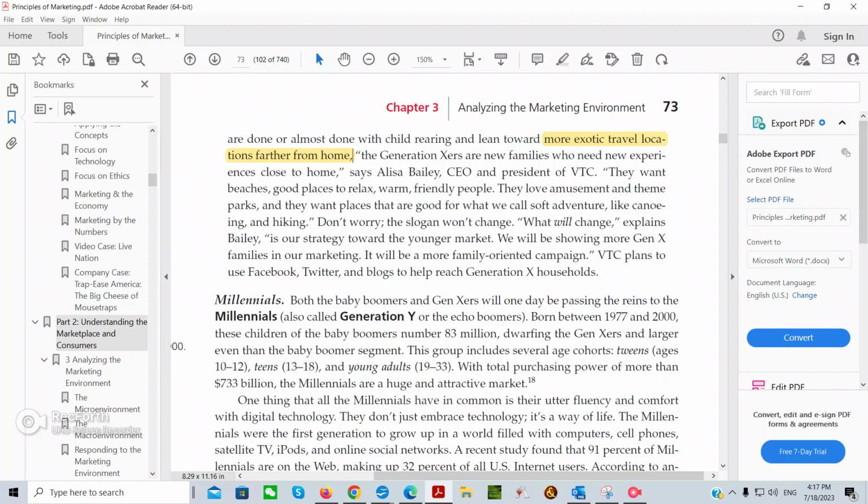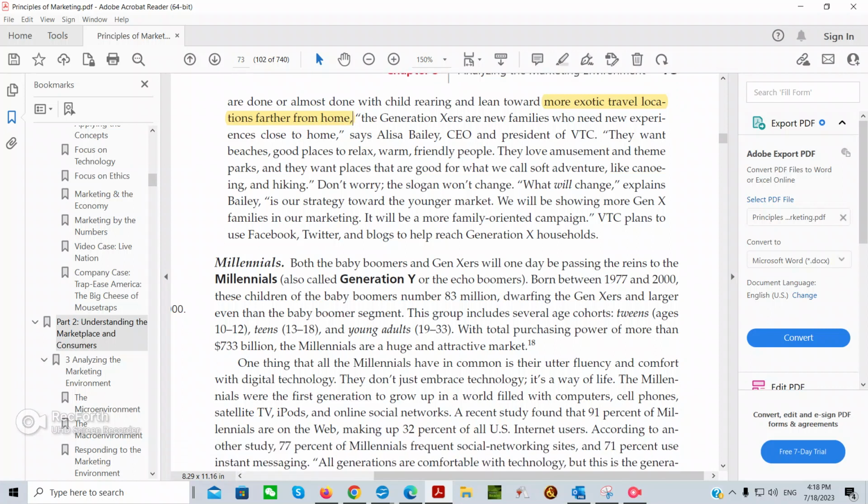Well, they want beaches, good places to relax, warm, friendly people. They love amusement theme parks, and they want places that are good for what they call soft adventure, like canoeing and hiking. Don't worry, the slogan won't change. Well, what will change, explains Bailey, is our strategy toward the younger market. We'll be showing more Gen X families in our marketing. It will be a more family-oriented campaign.